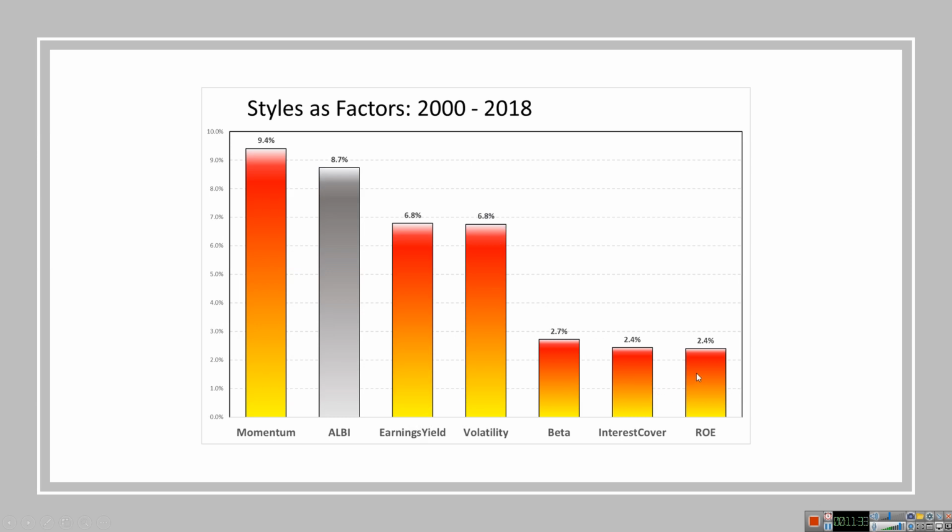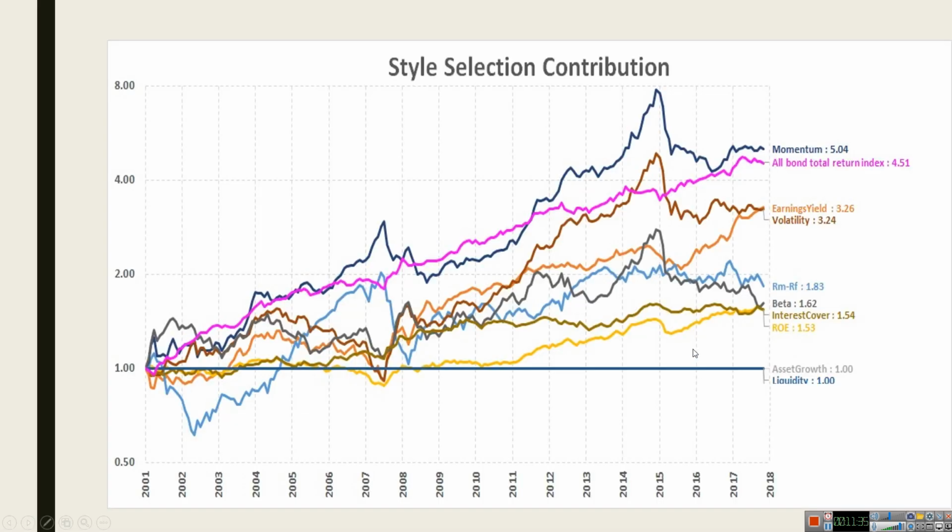Now, if we plot the time series of these factors here, you'll see that if you take momentum, for example, here, and now we're going back to 2001 just to show you this, you can see momentum is actually pretty consistently upwards over here. And this is the index, the all bond return. We're going to talk a little bit more about that later. And then you can see some of the others over here.